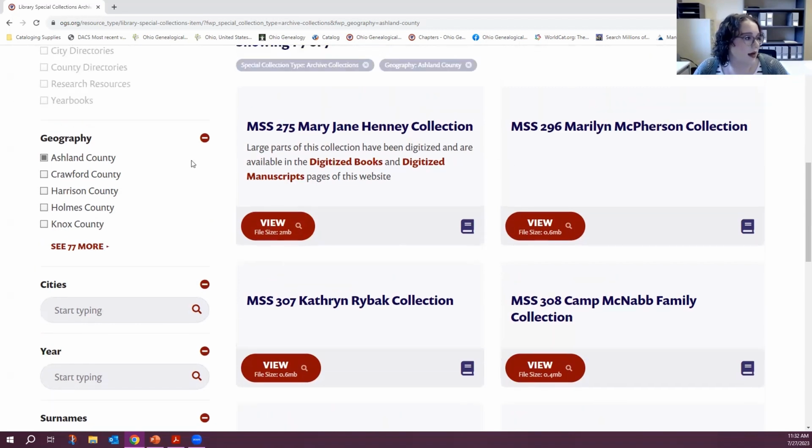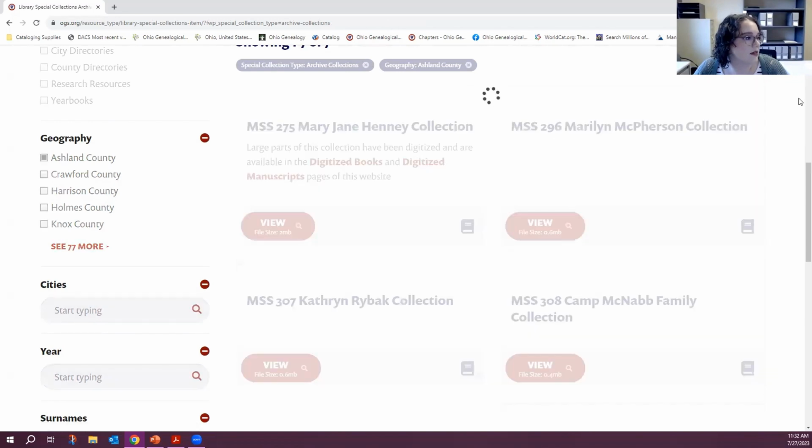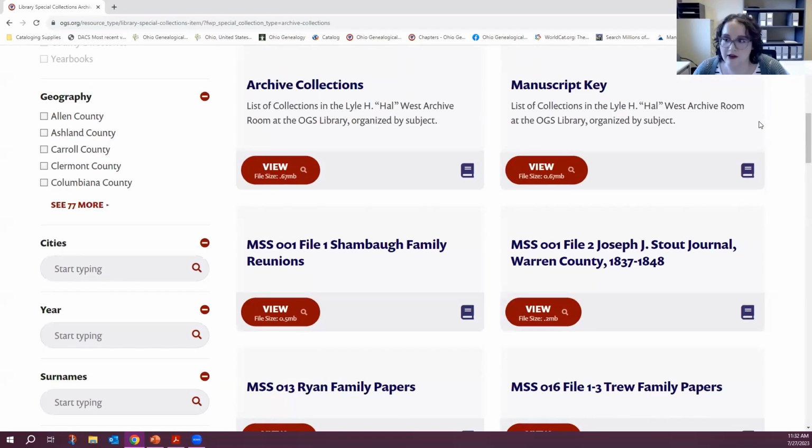So to start with, just to make it easy on ourselves, if we want to see collections that have significant amounts of Ashland County, you can click Ashland County and it'll bring up finding aids that have significant amount of Ashland County information in them, whether that is research in Ashland County or an Ashland County family. It kind of goes both ways. And to go back to the beginning, you can click the X up here to remove the Ashland County filter. And of course, you could do that for all 88 of Ohio counties. So if a collection covers the entire state, it will not have a county filter. Or if it's too broad, it will not have a county filter. So the county filters are ones that have significant materials.